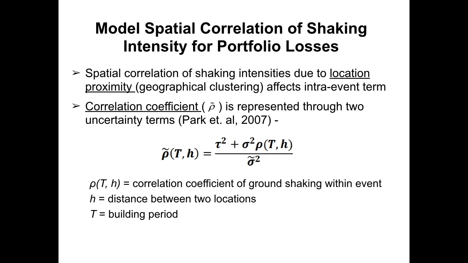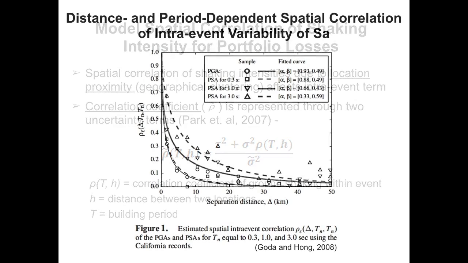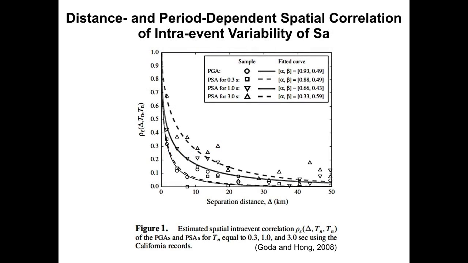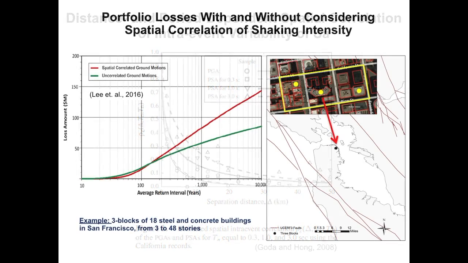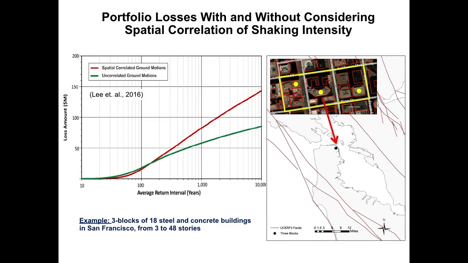Here's an example from Goda and Hong of the correlation coefficients as a function of distance and period. And you can see that when we take into account the spatial correlation of ground motions, the answers can be quite different from uncorrelated ground motions.